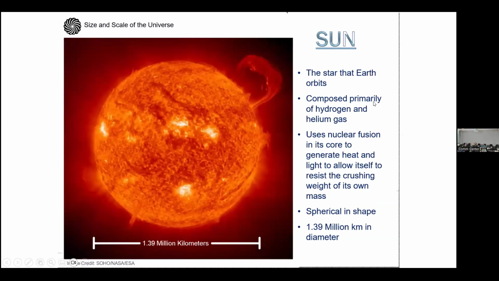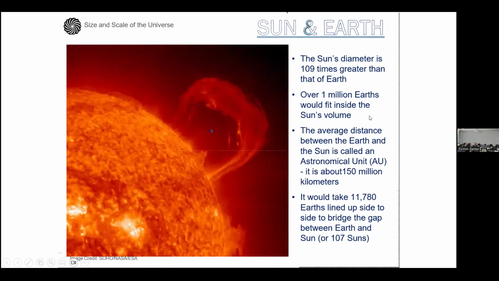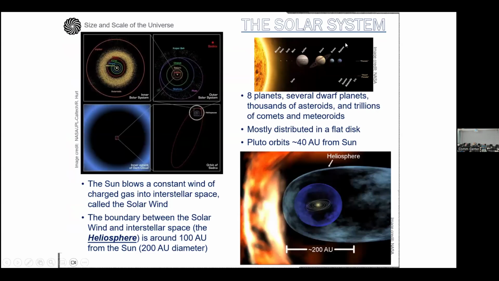And then we have the sun, of course. Everybody knows this. I'm just going to skip this part here. All right. How do I get rid of that bar? Oh, okay. All right.